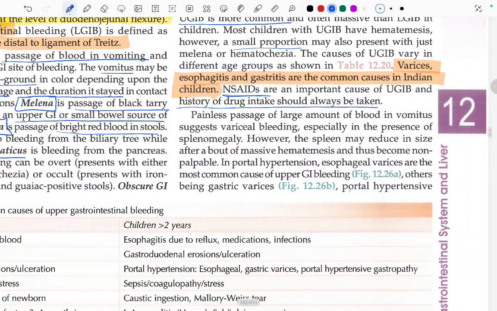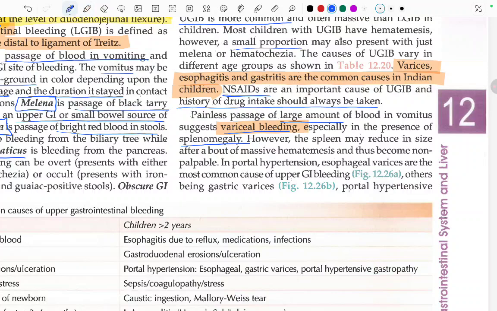Painless passage of a large amount of blood in the vomitus suggests variceal bleeding, especially in the presence of splenomegaly. So this is important for variceal bleeding. If we have to say that a person is having variceal bleeding, then we have to ask in the history about the amount of blood in the vomitus and also palpate for splenomegaly. However, the spleen may reduce in size after a bout of massive hematemesis and thus become non-palpable. Okay.